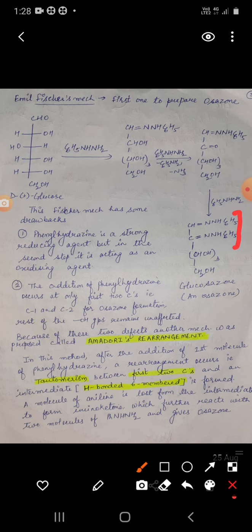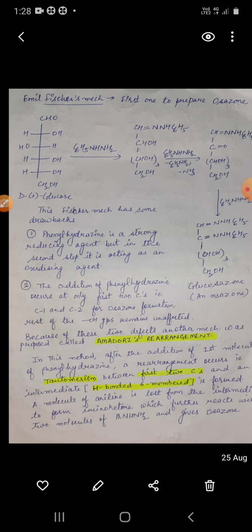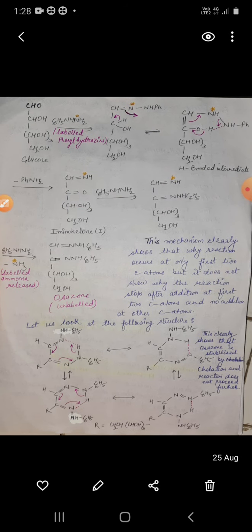After the tautomerism, it forms an intermediate, which is a 6-membered intermediate, and the intermediate is stabilized by hydrogen bonding. After the formation of the intermediate, it expels a molecule of aniline and a molecule of ammonia from the intermediate structure, and it gives you an aminoketone, which is another intermediate. This aminoketone reacts with another 2 molecules of phenylhydrazine and finally gives us the much desired osazone. So this is the reaction which shows the Amadori's rearrangement.